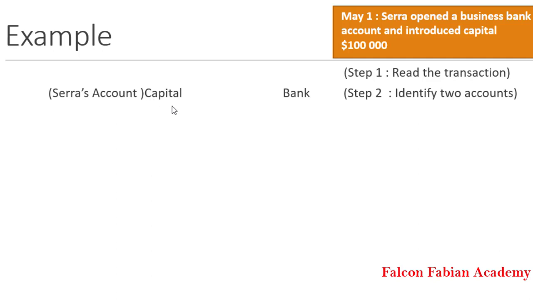To capital account, therefore, we will apply the rule of personal account. And what's the rule? Debit the receiver, credit the giver. Now let's have a look at the second account. Now this is bank account.